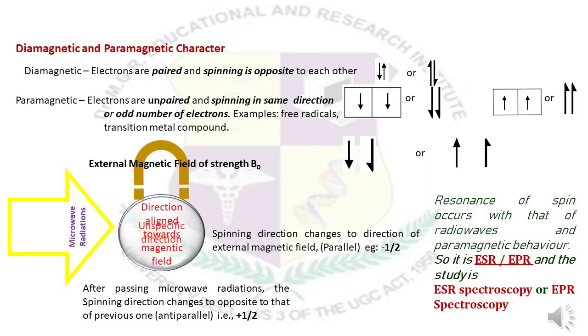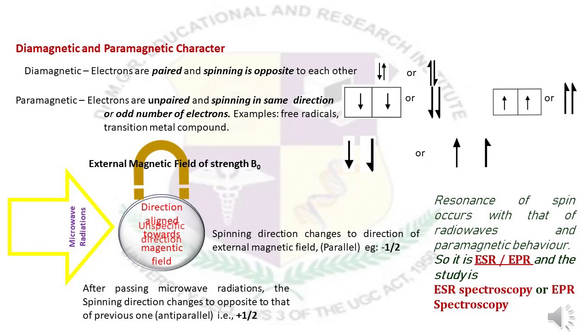So such compounds or elements, when subjected to an external magnetic field, the spinning direction of the electrons will align itself to that of the external magnetic field direction, which means it will be in a parallel mode, and the spin can be represented as minus half when it aligns to the external magnetic field direction. The same when we subject it to microwave radiations. After passing the external magnetic field, when we pass microwave radiations, the spin will get reversed. That is, if first the spin is minus half, after passing microwave radiation, the spin will change to plus half, exactly the opposite.